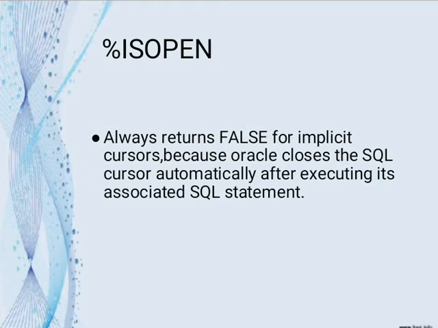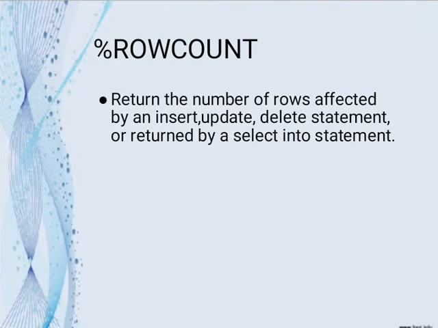Next, %ISOPEN always returns false for implicit cursors because Oracle closes the SQL cursor automatically after executing its associated SQL statement. And last, %ROWCOUNT returns the number of rows affected by an insert, update or delete statement, or returned by a select into statement. Any SQL cursor attribute will be accessed as SQL%attribute_name.